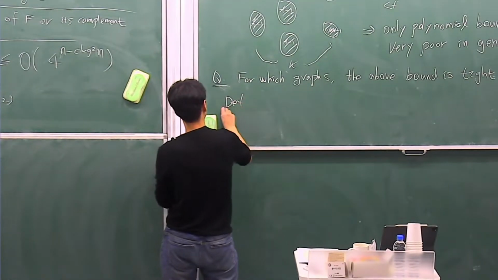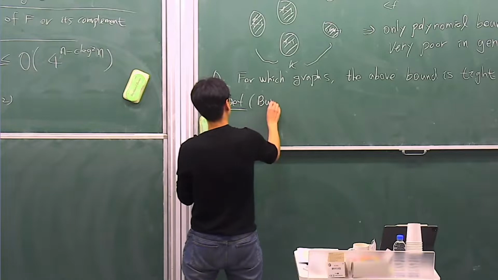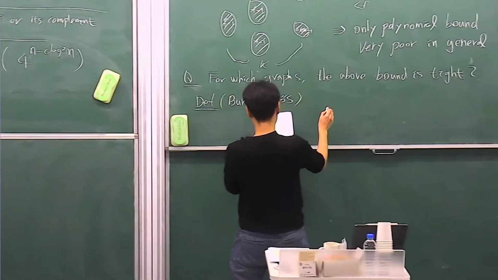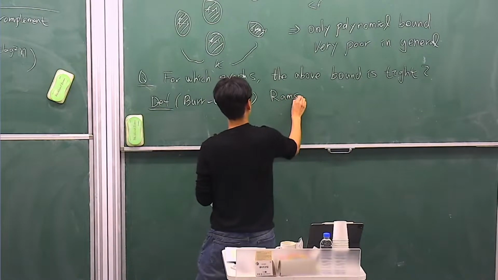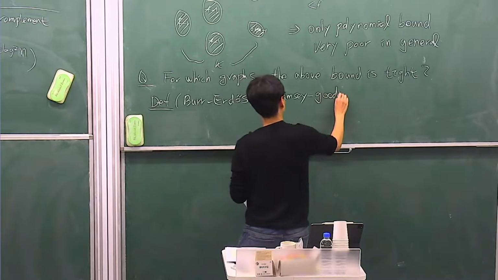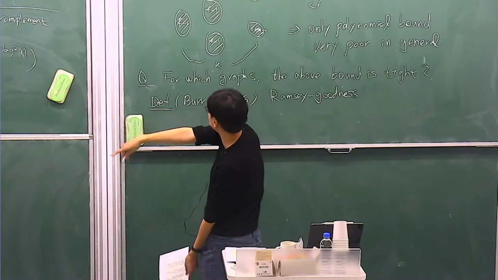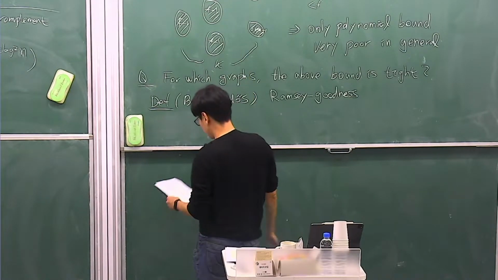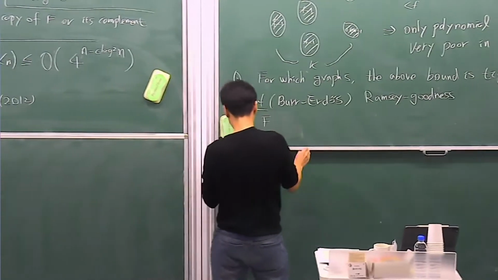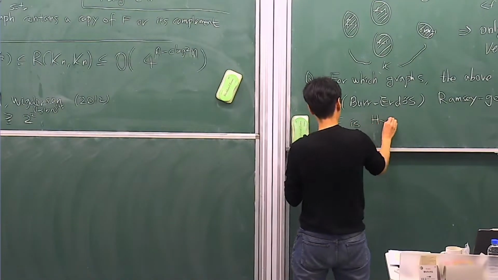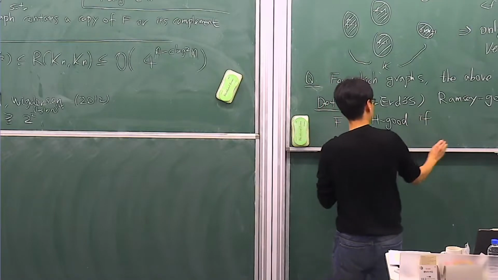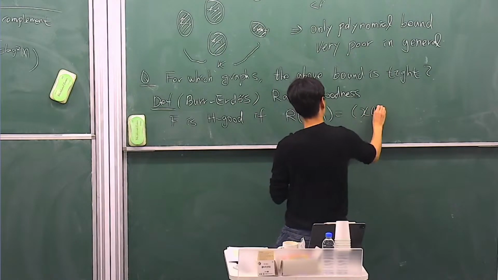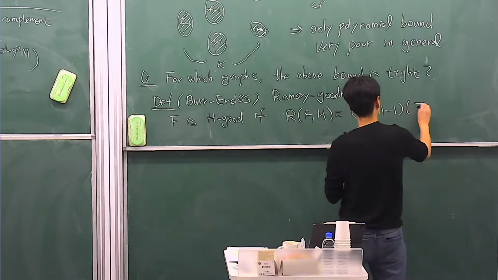Regarding that, Burr and Erdős, I didn't write down the year, defined what's called Ramsey goodness. Meaning that if some graph pair satisfies this as its optimal construction, then they are good. In fact, they said F is H-good if its Ramsey number is exactly what you get from the above construction.